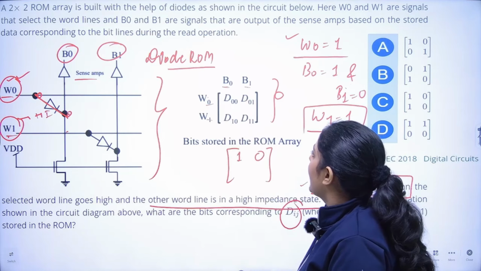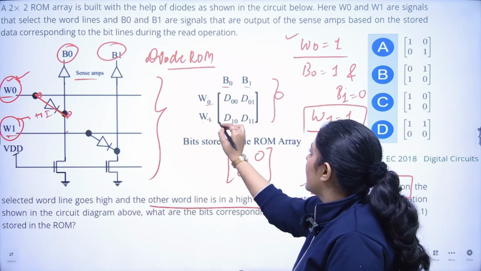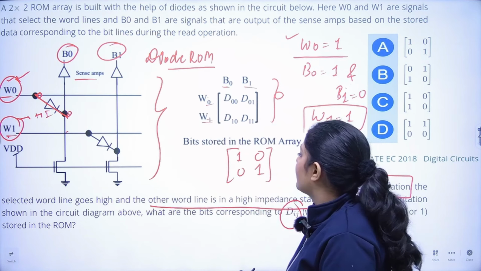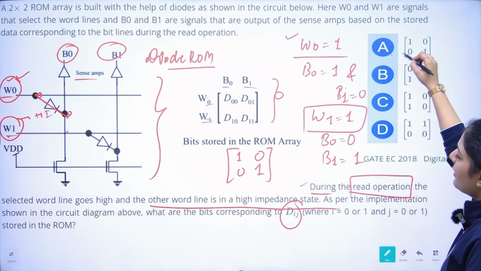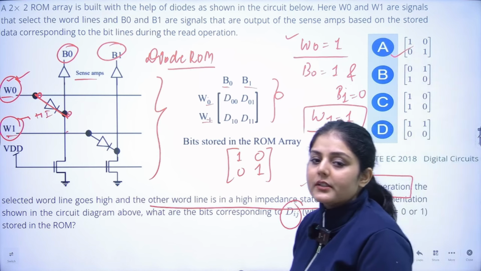For W1 and B0 it will be 0, and W1 and B1 it will be 1. So this will be the matrix. Option A will be your correct option in this case.